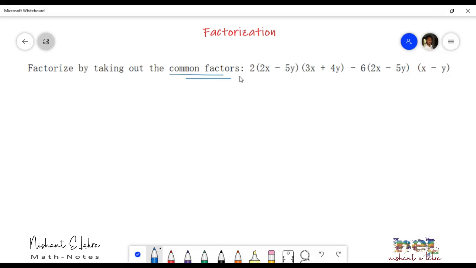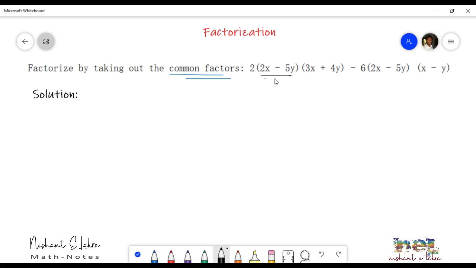Hello everyone, we are learning factorization and today we'll see another problem. Factorize by taking out the common factors. Alright, so this is the question that you see on your screen. Let's see how to solve this.